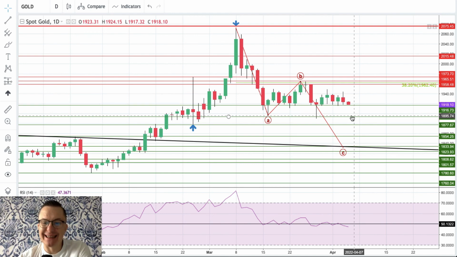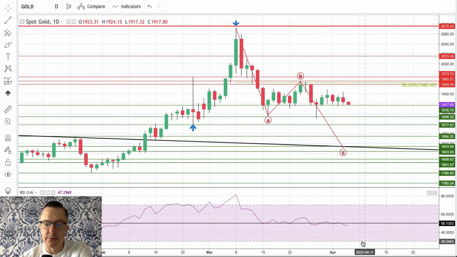This is the immediate technical support. Then we need to break below 1,894. Then the next target is 1,877. However, the ultimate target for this ABC pattern to the downside is located at around 1,833. So then wave C might be completed, and of course the RSI will definitely break suddenly below the level of 50 towards the level of 30, in order to make the market conditions extremely oversold.